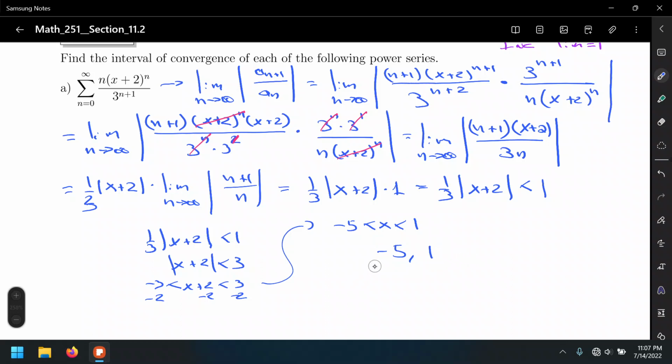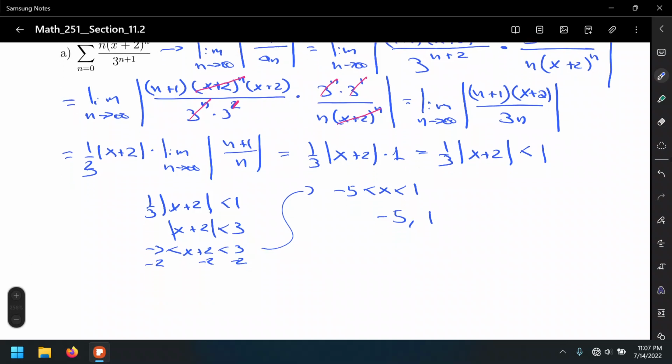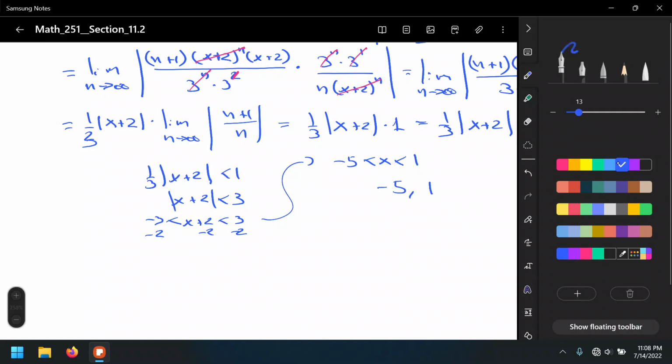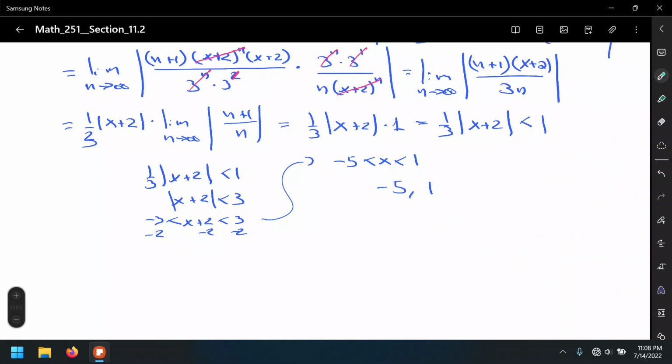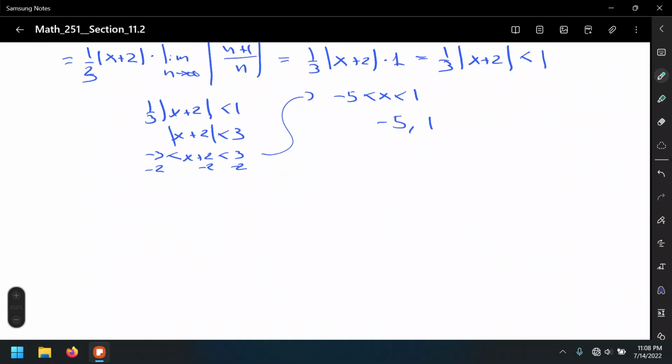So that's to be determined, and that's what we're going to do in this case. How do we do that? Well, in this case, we will test the endpoints. Test x equals, well, usually we start with the smallest one.